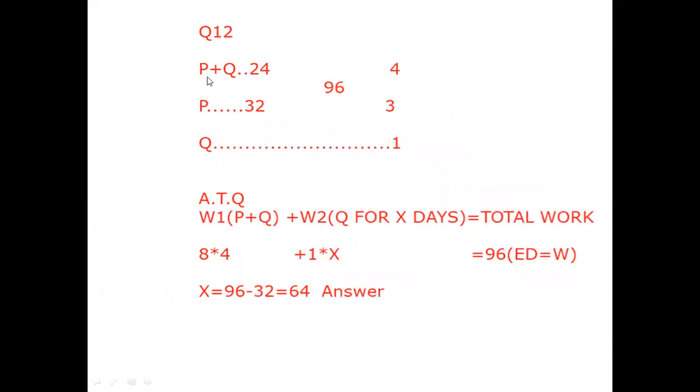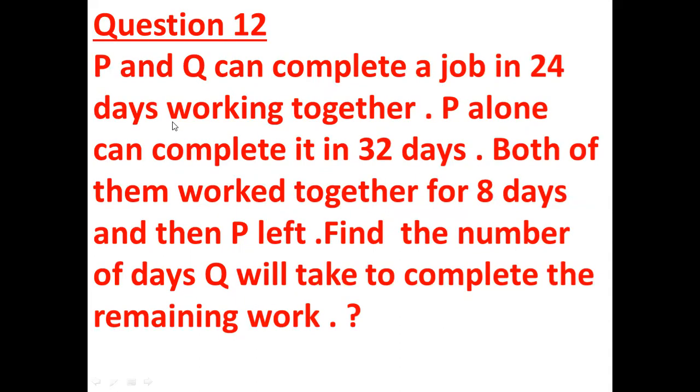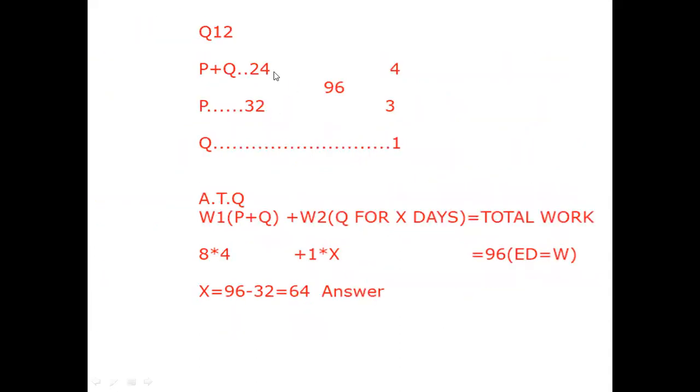See, initially P and Q can do the work in 24 days. P can do the work in 32 days. This has been given in the question. Find the LCM, 96. Divide 96 by 24, I'm getting 4. Divide 96 by 32, I'm getting 3. So this is P plus Q efficiency 4, this is P efficiency 3. So Q's efficiency will be 4 minus 3, that is 1.